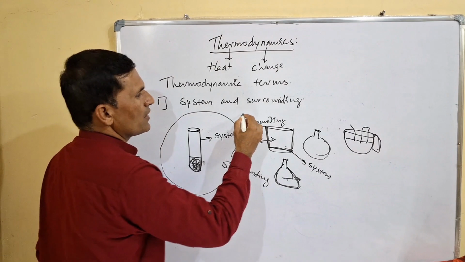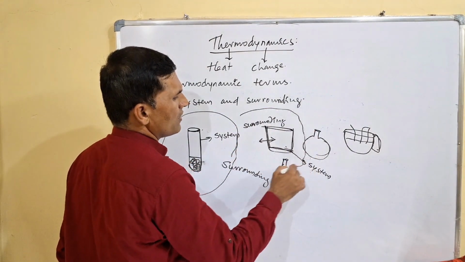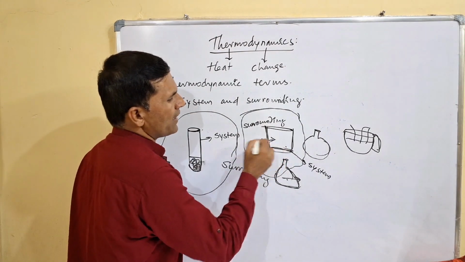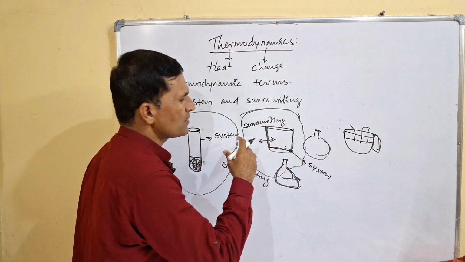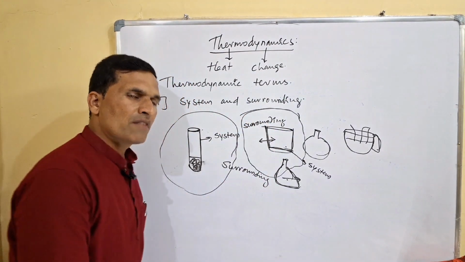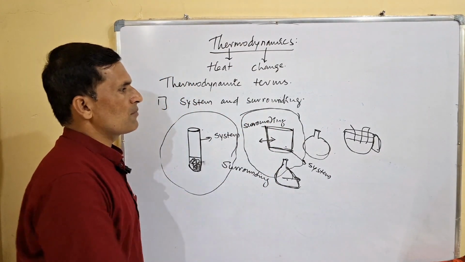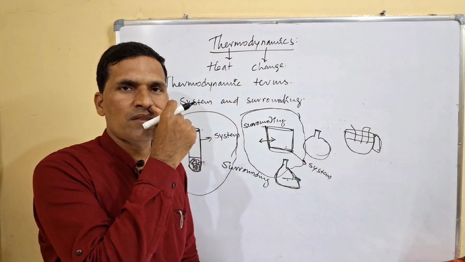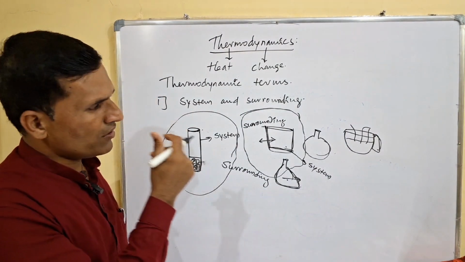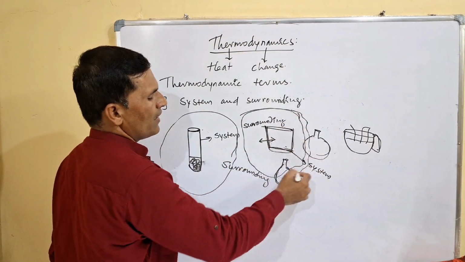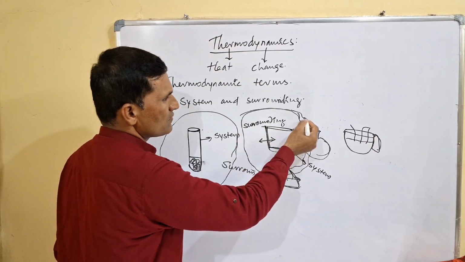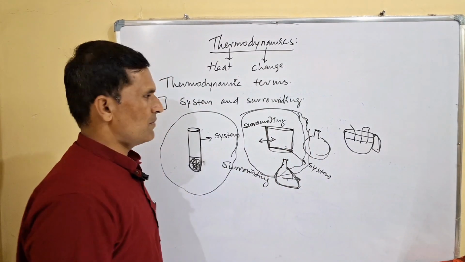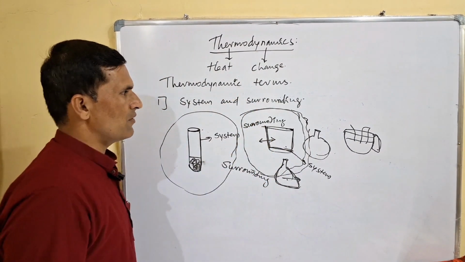Actually, surrounding is that particular area around the system where the actual exchange of heat or energy takes place with the system. That particular part is called surrounding, but we define it as: apart from the system, the rest of the universe is called surrounding. But in fact, surrounding is the area around the system where exactly the exchange of heat is going to take place. That is how we have defined system and surrounding.